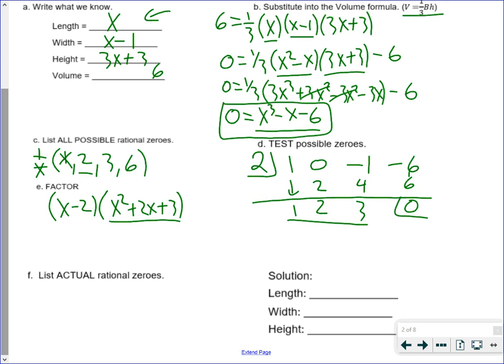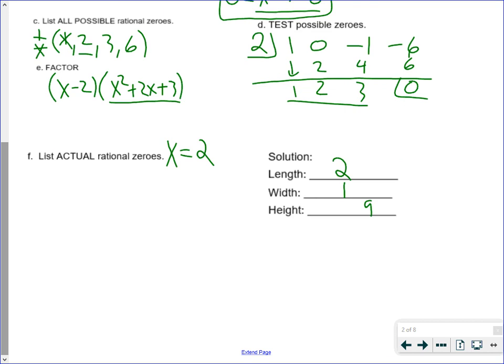And we can see that our only rational 0 in this problem is positive 2. So that's what our length is going to be. We can plug x equals 2 into our length, width, and height from letter A. Our length gives us a 2. Our width is 2 minus 1, or just 1. Then we plug x equals 2 into our height. We get 3 times 2, which is 6, and 6 plus 3, which is 9.